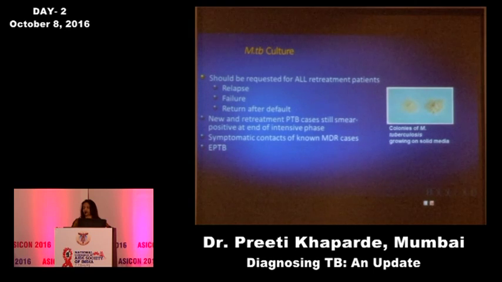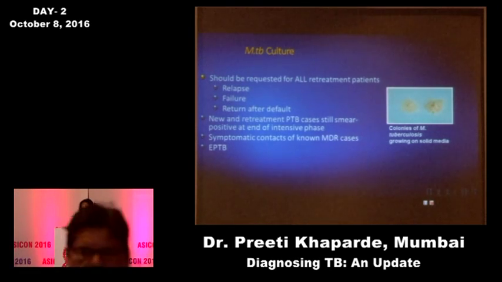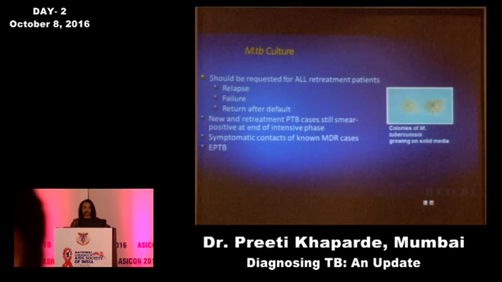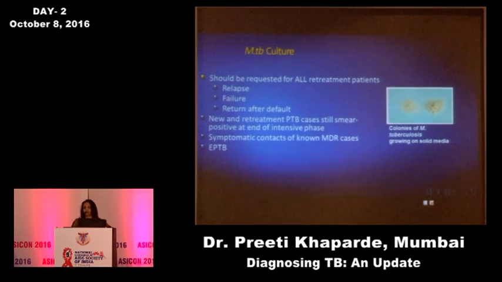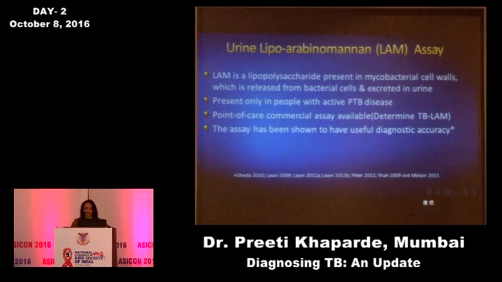When should one do culture? Culture should be requested in all retreatment cases, be it relapse, failure, or return after default, and also in all new and retreatment pulmonary TB cases where the smear is positive at the end of the intensive phase of treatment, in symptomatic contacts of known MDR cases, and in all extrapulmonary TB cases. A very useful assay which has become available over the last 5 years is the urine LAM assay.